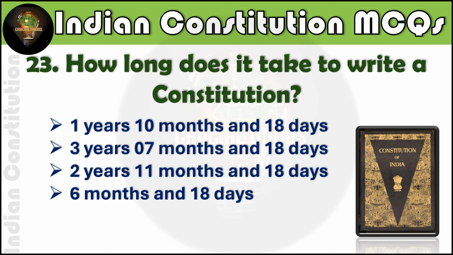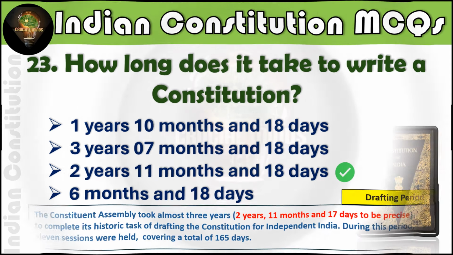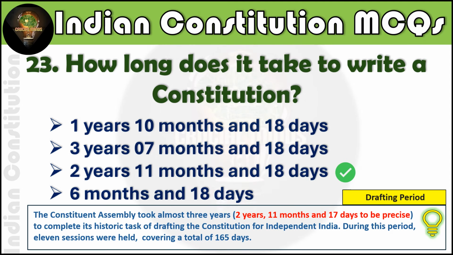Question number 23. How long does it take to write a constitution? The answer is 2 years, 11 months and 18 days. Explanation: the Constituent Assembly took almost 3 years, that is 2 years, 11 months and 17 days to be precise, to complete its historic task of drafting the Constitution for independent India. During this period, 11 sessions were held, covering a total of 165 days.